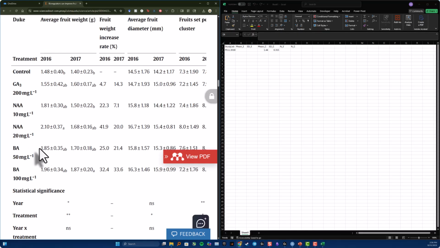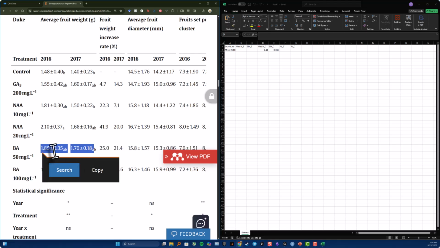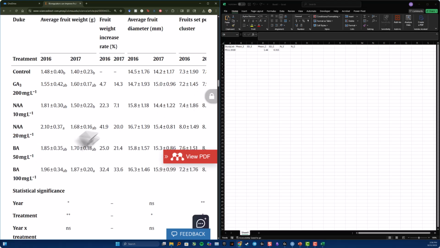So the second part is to average all of the treatments together. So in our case, we have 4 of them. We have BA at 50 ppm in 2016, 2017, and then BA at 100 ppm at 2016 and 2017. So we can go ahead and average those: 0.85, 1.7, 1.96, and 1.87. From these 4 values, we get an average of 1.845.